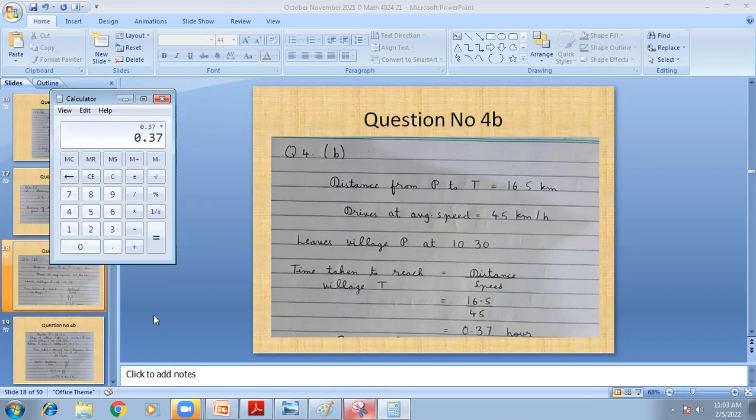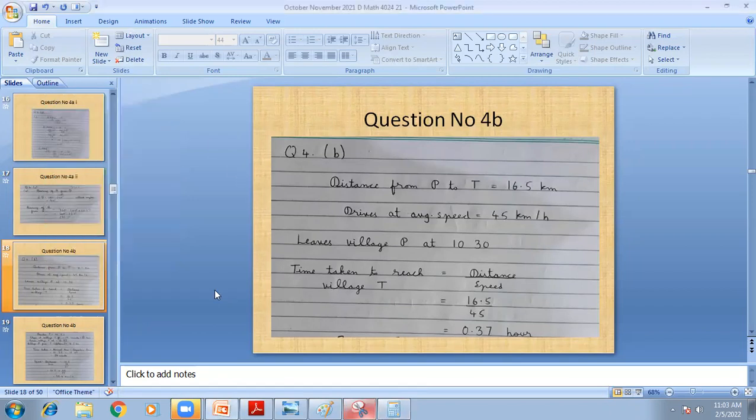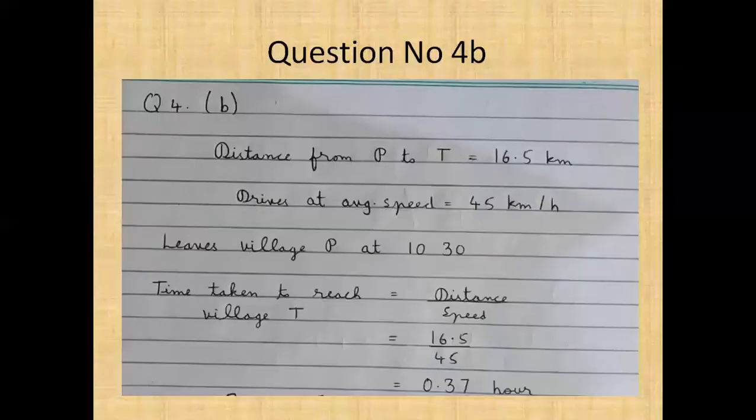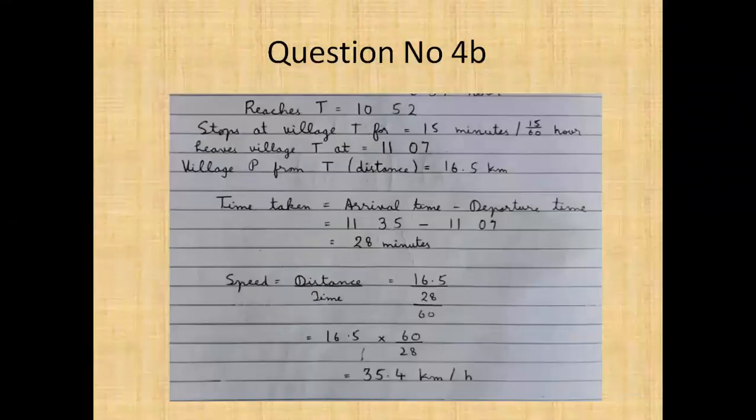0.37 hours. So multiply it with 60, and that means 22 minutes. So when he left the village at 10:30, and it takes 22 minutes to reach the village T, 10:30 plus 22 minutes will be 10:52. Okay, so he will be in the village T at 10:52.